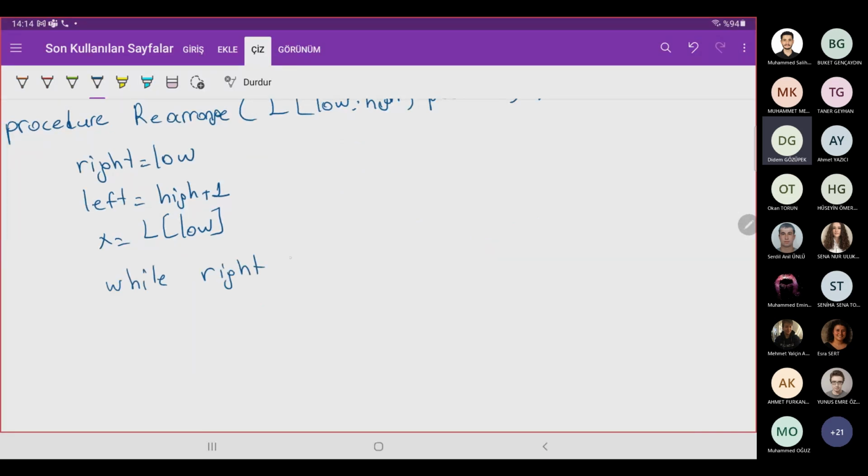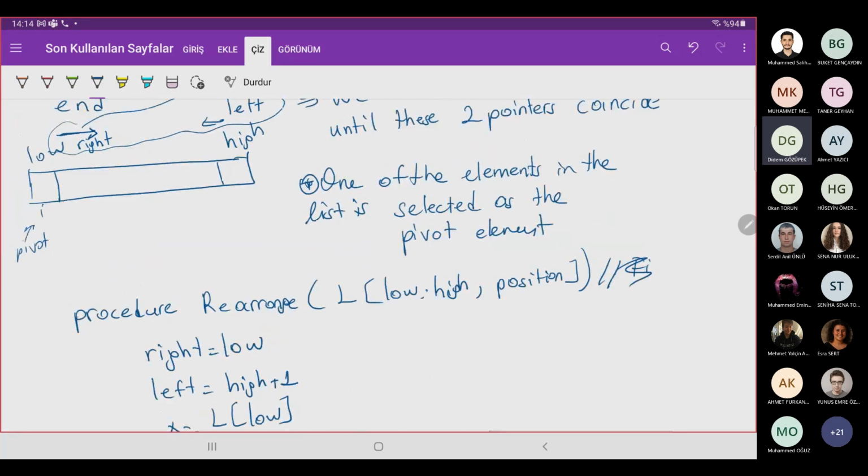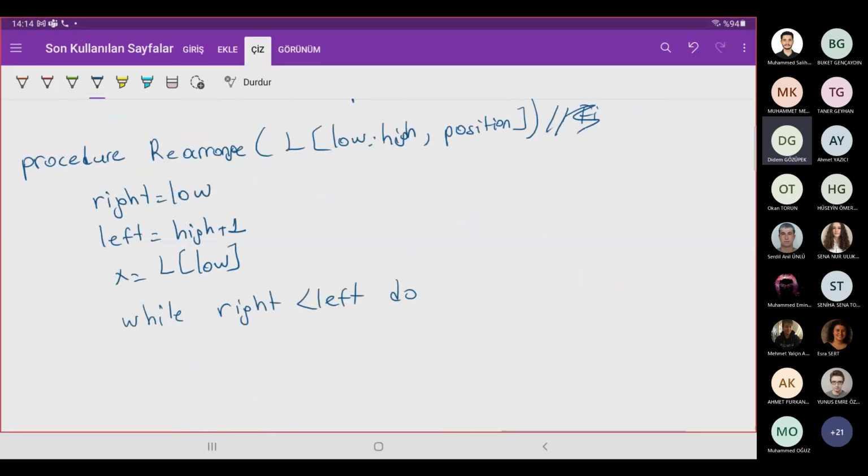While right is less than left, do the following. Right is less than left means that as long as they don't coincide, proceed, okay? So they shouldn't coincide. While right is less than left, repeat the following. Repeat right is equal to right plus 1. So the right index goes to the right continuously until it finds an element that is greater than or equal to x.